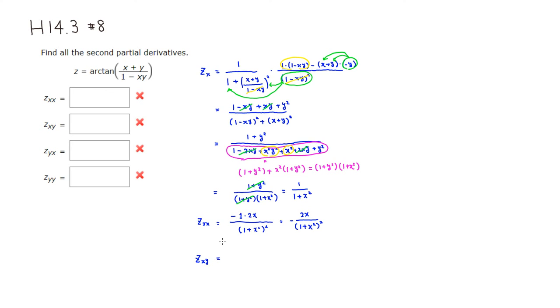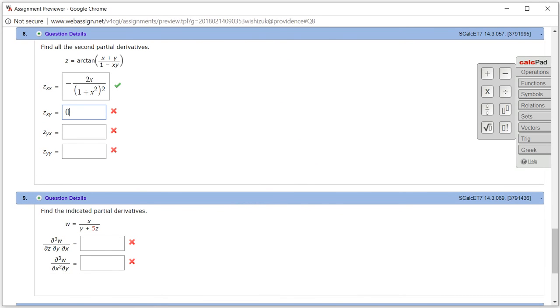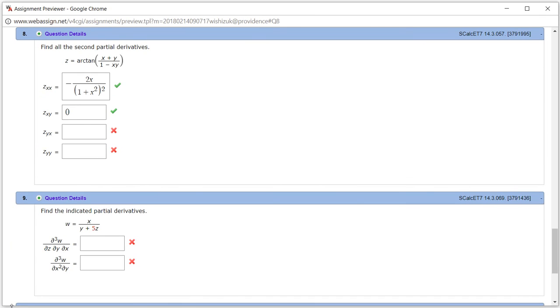All right, so this one is actually quite easy because the partial with respect to x is only written in terms of x. So this is constant if you're taking the partial with respect to y. So the partial of a constant with respect to y would be just 0. All right, so let's type it in. We have 0 there, so we'll check the answer. Submit for testing. All right, we got the mixed partial correctly.